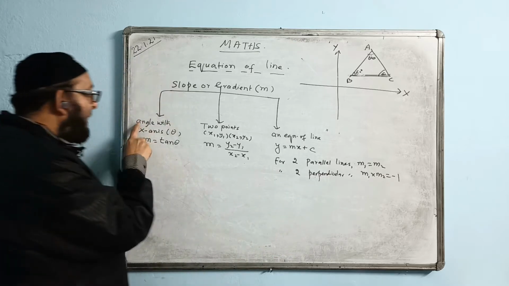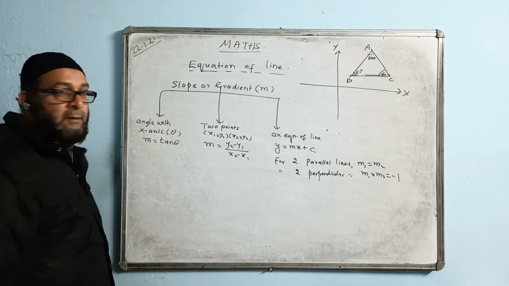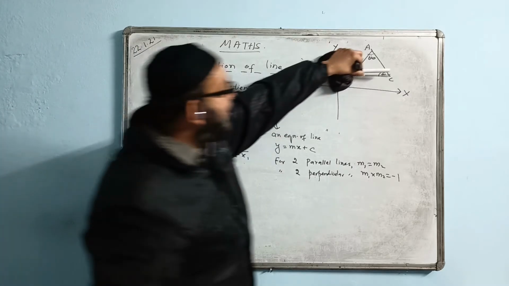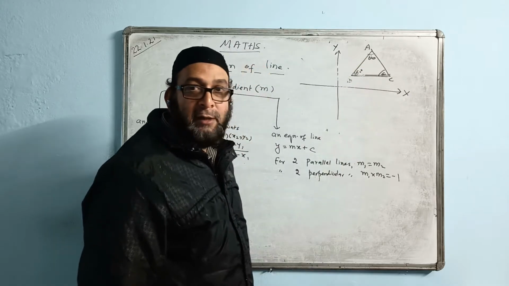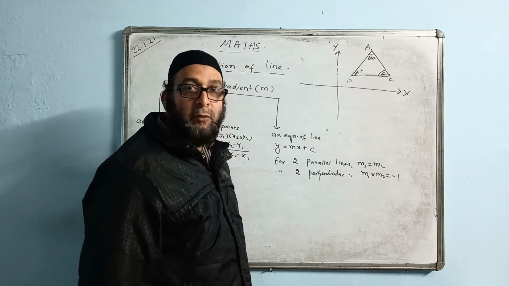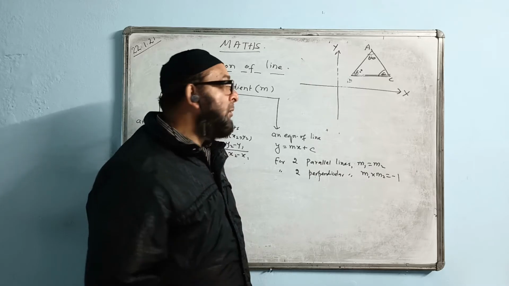Slope means the angle with the x-axis, as I have written here. This line is making which angle with the x-axis? This is parallel. Parallel means 0 degree angle. Tan 0 degrees is what? 0. The slope is 0.